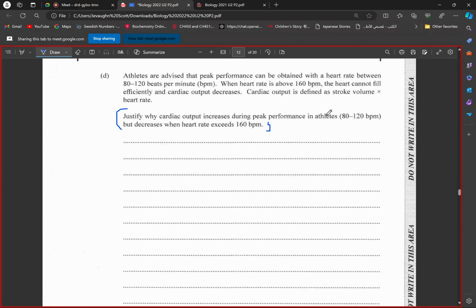Also out of the left ventricle, minus the residual blood that is left in. Okay, yeah.